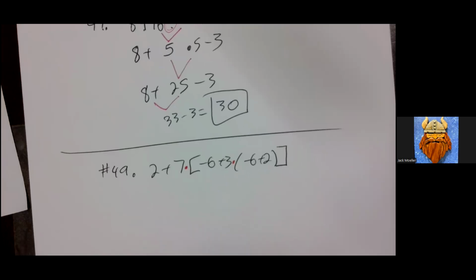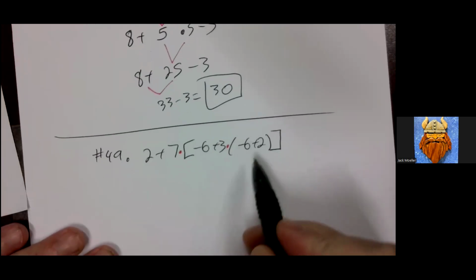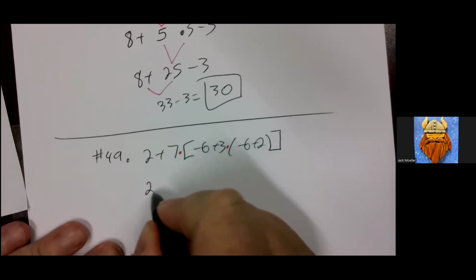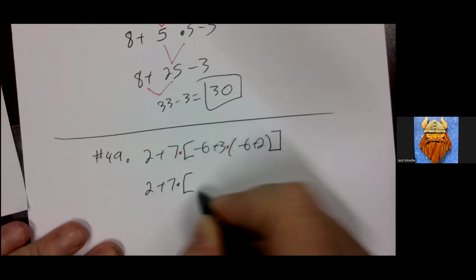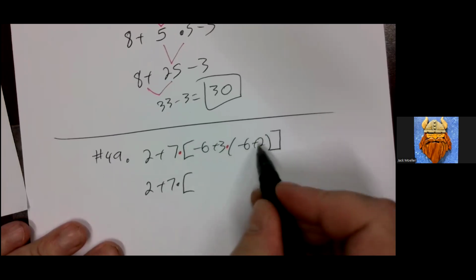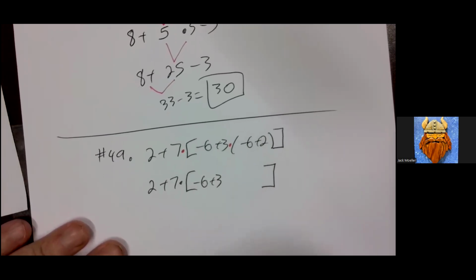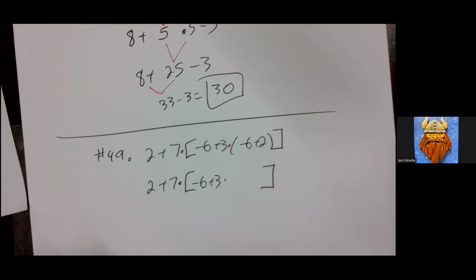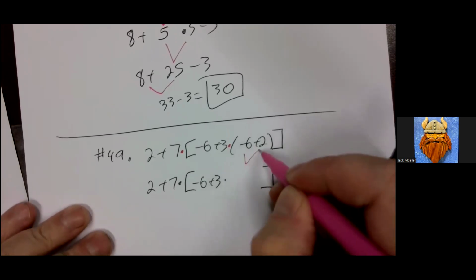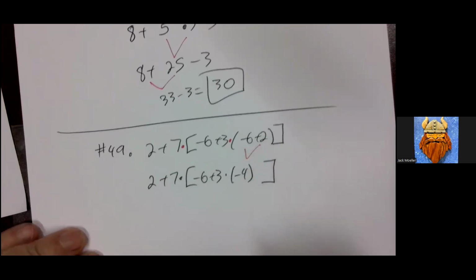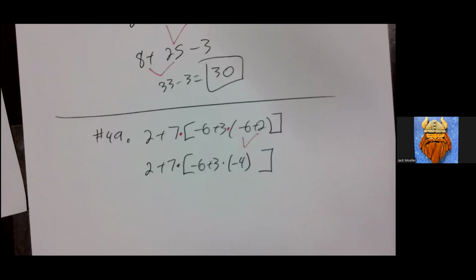So for this problem, this is what we're referring to as nested parentheses earlier. Where do we start? We start inside the parentheses, and then work out. So I'm going to leave that 2 plus 7 times the bracket. Working inside the parentheses, that negative 6 plus 3, it stays there. And so now, what is negative 6 plus 2? Negative 4. Okay. So now what do we do?